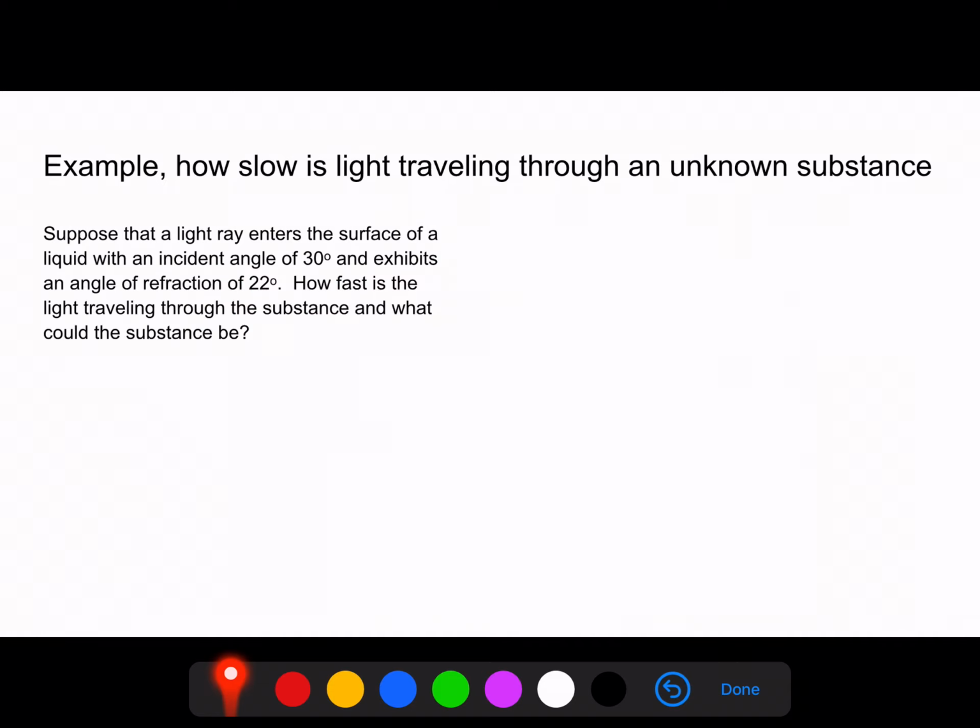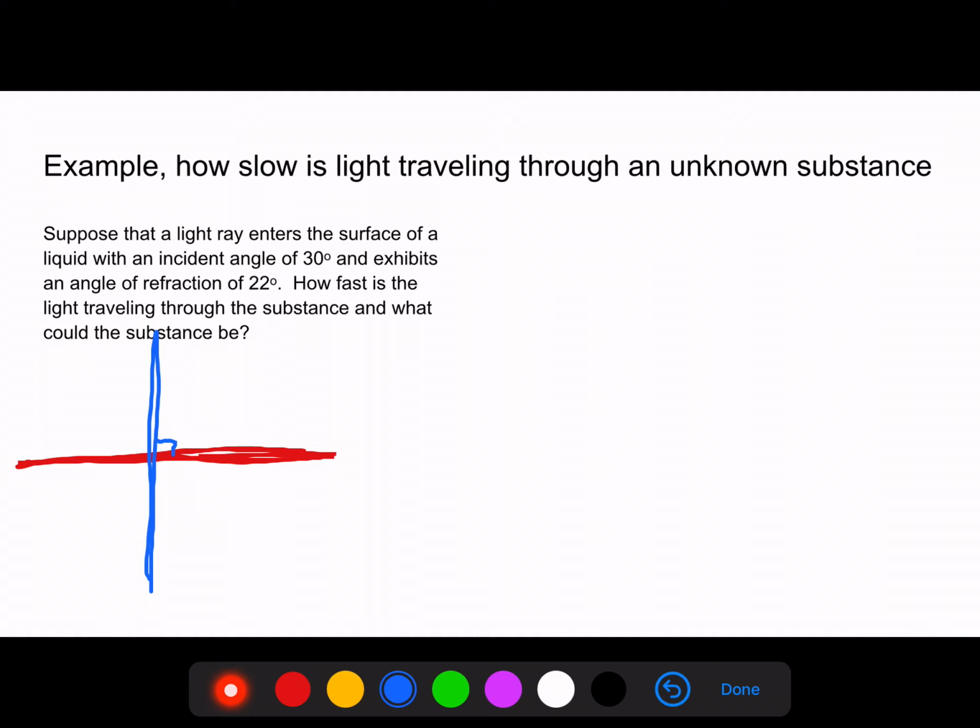So let's do an example where we utilize the law of refraction and we try to learn something about an unknown substance that light travels through. So you're given here an incident angle and a refracted angle. And the assumption that we're making is that the light ray coming in is coming in from air and going into some unknown liquid. So we can draw a picture of this. This can be my interface between the air and the unknown liquid.